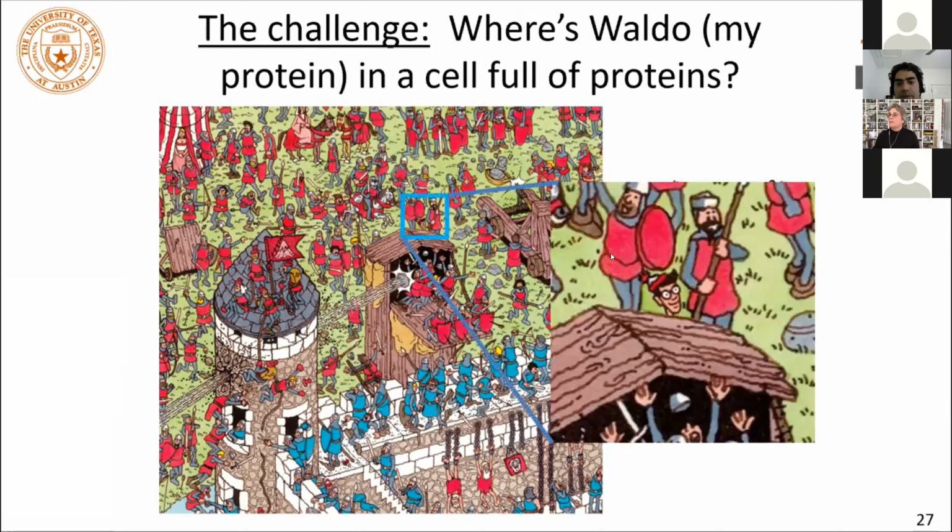Waldo is here. Probably you couldn't see them in that slide, or maybe you could if you're really, really good. But for me, it took tens of minutes, if not longer, to find that. So this illustrates the scale of the problem, right? I'm looking for something that has the same chemical structures, the same CO bonds, the same NH bonds, the same CH2 bonds as every other protein, but it's my protein of interest, in a sea of things that look identical. So how do I solve that problem?